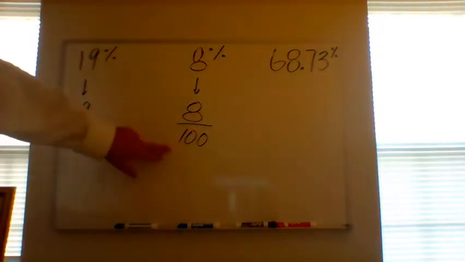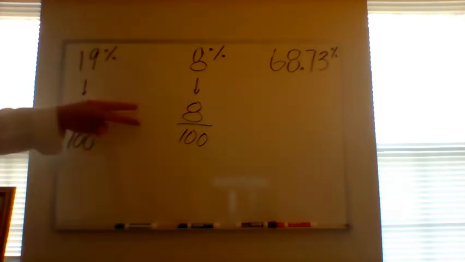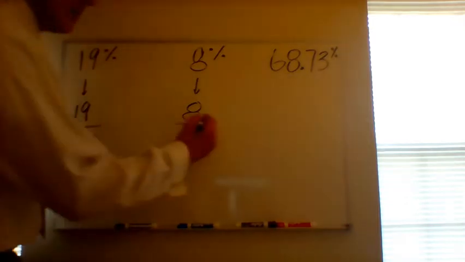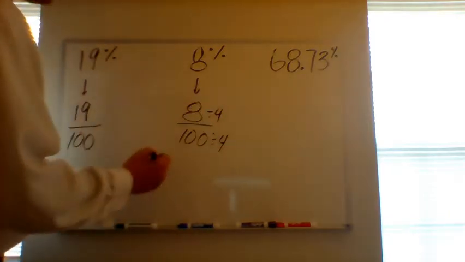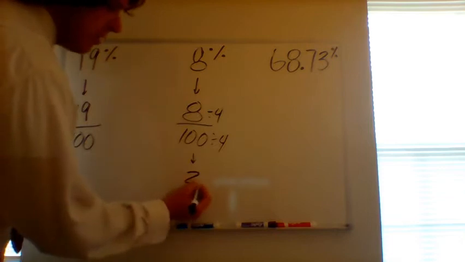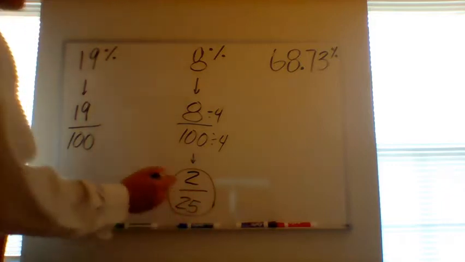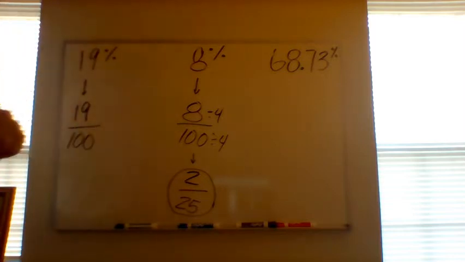But this one's a little different, because 8 over 100 can be reduced. The greatest common factor between 8 and 100 is 4. So if we divide both by 4, if we reduce this fraction, 8 divided by 4 is 2, and 100 divided by 4 is 25. So 2 over 25 is 8% written as a fraction.